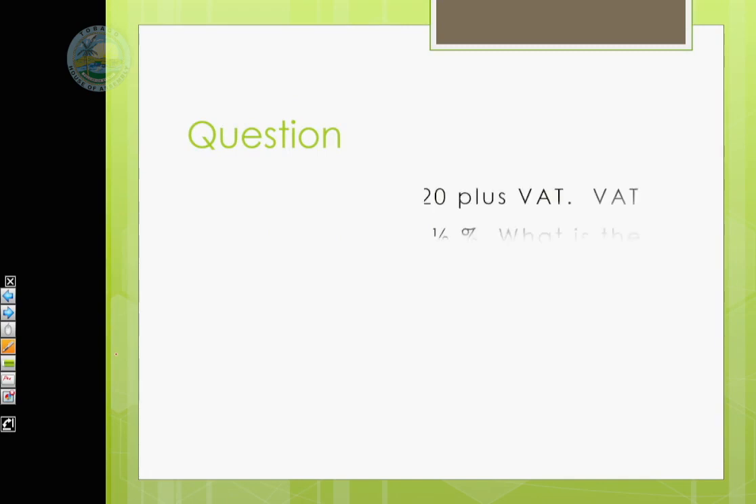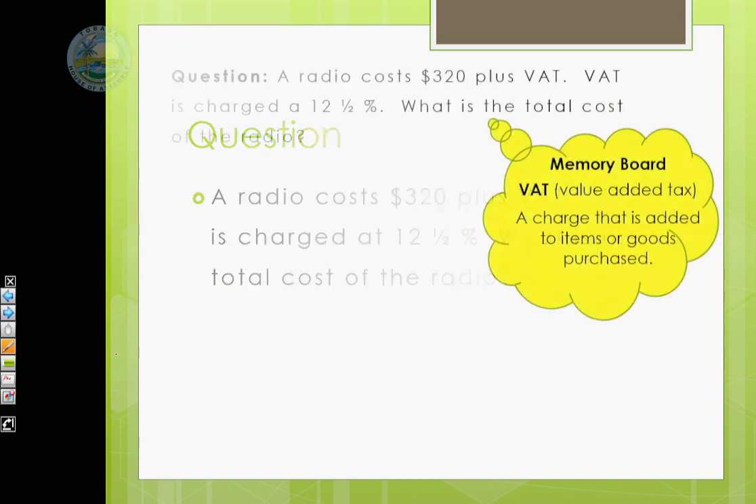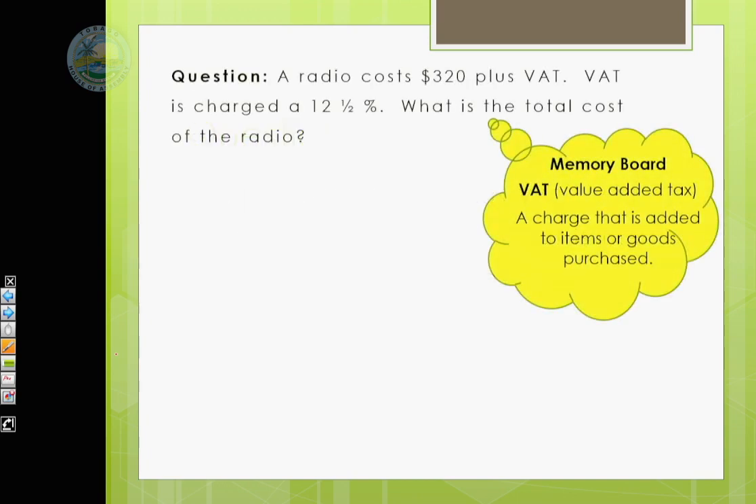So let's go straight into an example. A radio costs $320 plus V.A.T. V.A.T is charged at 12.5%. What is the total cost of the radio? Remember, V.A.T is a charge that is added to items or goods purchased. Step 1. Let's calculate the V.A.T on the item. The item costs $320 and the V.A.T, as we said, is equal to 1/8.